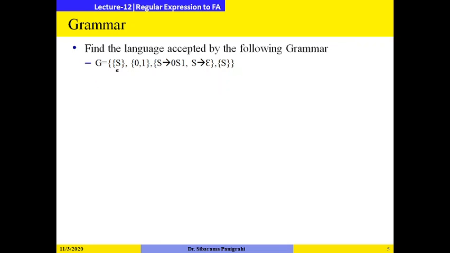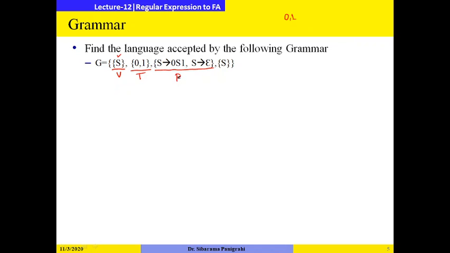So here you see, this grammar has four things. One is V. How many variables are there? A single variable, that is S. How many terminals are there? In this grammar there are two terminals, that is 0 and 1. Terminals represent the symbols that will be present in the strings. Here a string consists of only zeros and ones. That's why the terminal set contains two things, one is 0, another one is 1.